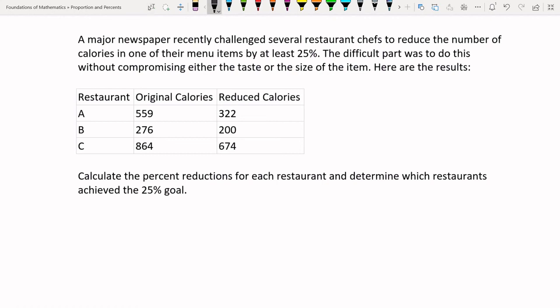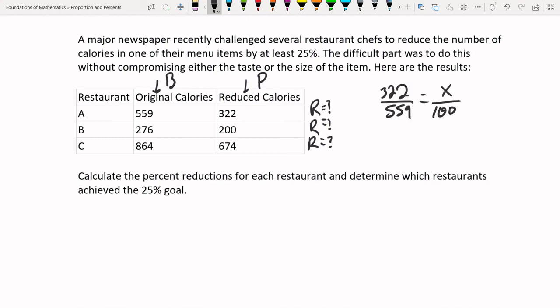So the original, right, versus the new, this is going to be our base. This is going to be our part. And all we're trying to figure out is what is the new percentage for each of these things. And it's going to be less than 100, and we're trying to figure out, is that 25% less than 100? Or in other words, is it 75% or less? I'll show you that. So we have our part. I'll do restaurant A first, 322 over 559 equals x over 100, right? If this went down to 322, then 100 is going to go down to this percentage here.